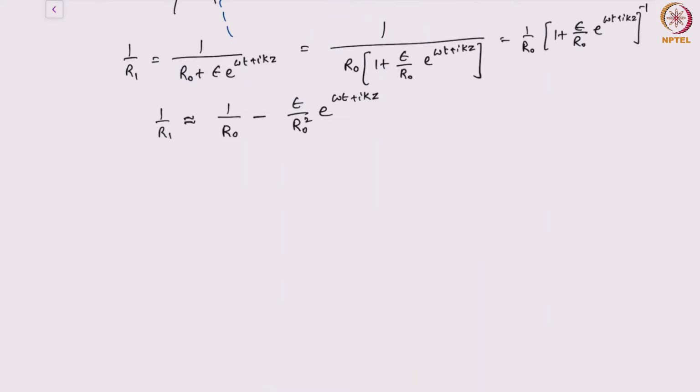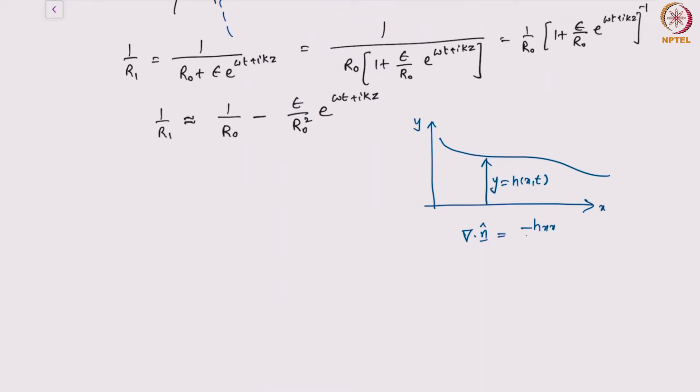Just recall what we had done earlier in the free surface flow derivation, which said that if I have an arbitrary interface in x and y, defined as y equals h of x comma t, we define the curvature for this 2D interface as minus hxx by 1 plus hx square whole power 3 by 2. If the curvature is gentle, meaning the interface is varying gently, then this approximately is minus hxx.